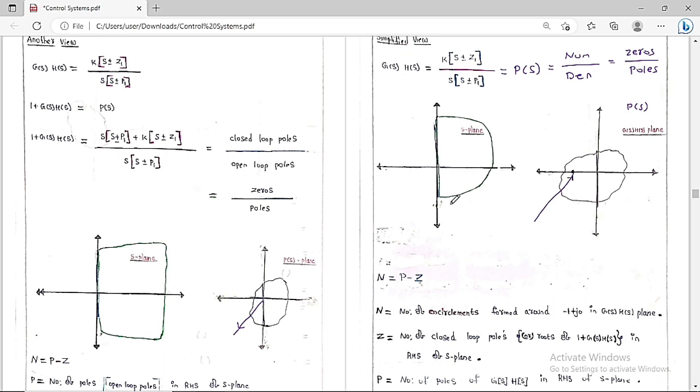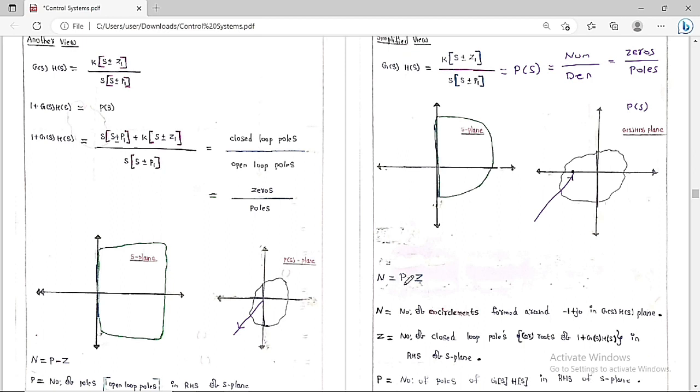N indicates the number of encirclements which are formed around the minus 1 plus j0 in the G of S H of S plane. Z indicates the number of closed loop poles or the roots of the characteristic equation which lie in the RHS of the S plane. And P indicates the number of poles of G of S H of S in the RHS of the S plane. So this point you always have to keep in your mind. N is equal to P minus Z.